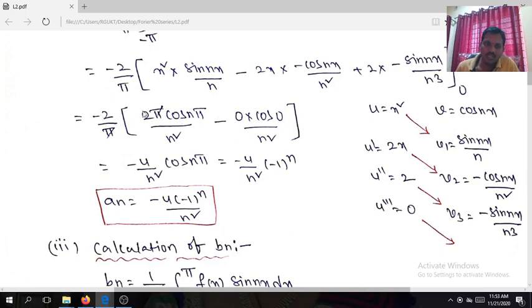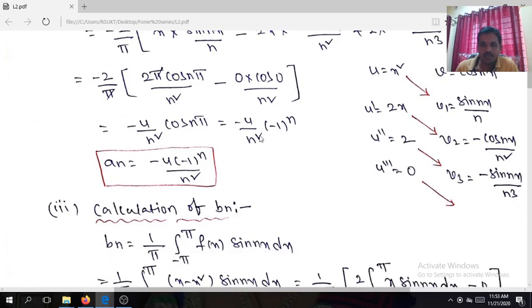We have minus 2 into 2, minus 4, this pi gets cancelled, so minus 4 by n square into cos n pi, which is equal to minus 1 whole to the power of n. Sin n pi is 0, right? Cos n pi is minus 1 whole to the power of n. If n is even, we get 1. If n is odd, we get minus 1. That's why we write cos n pi is equal to minus 1 whole to the power of n. Therefore, an is equal to minus 4 into minus 1 whole to the power of n divided by n square. This is an here. Next, calculation of bn.